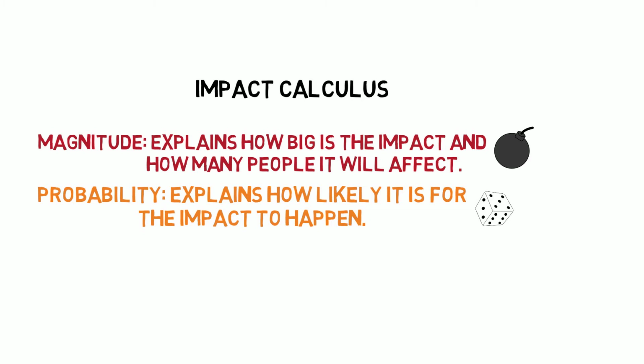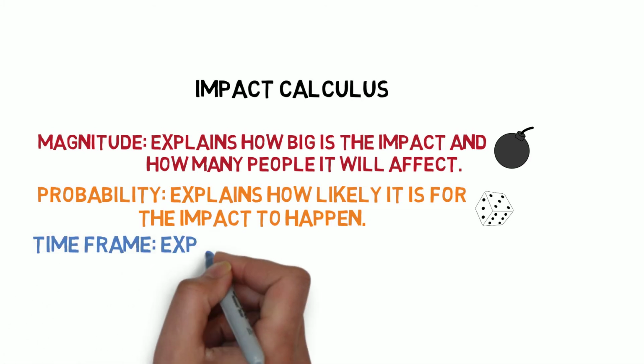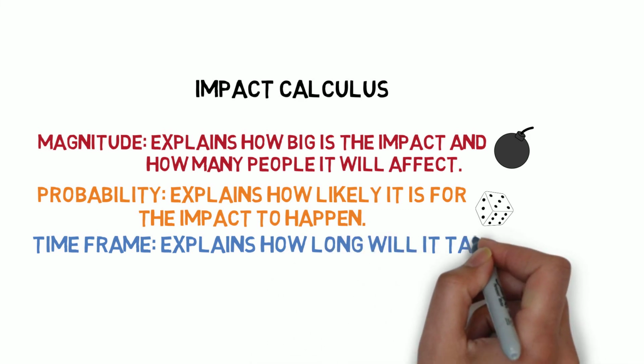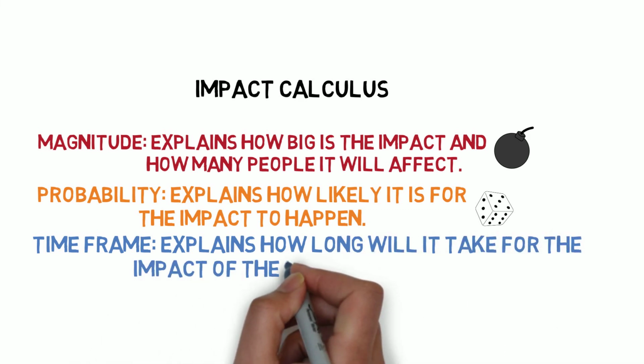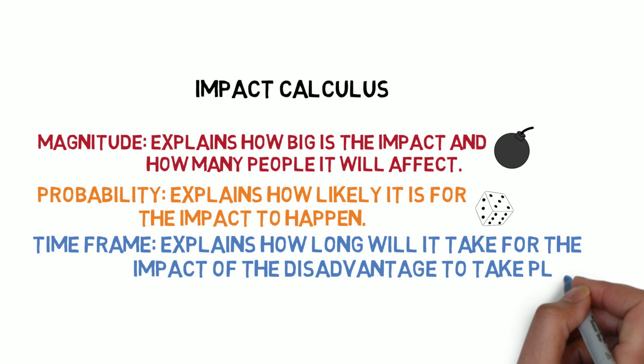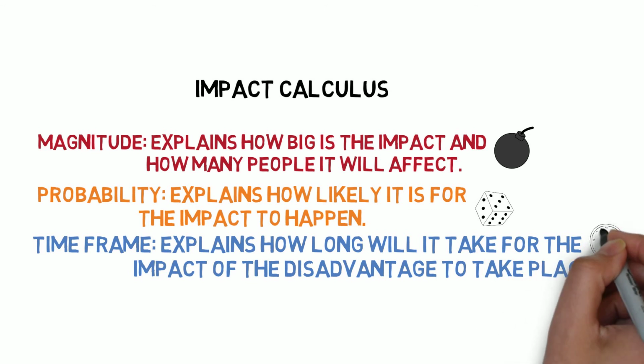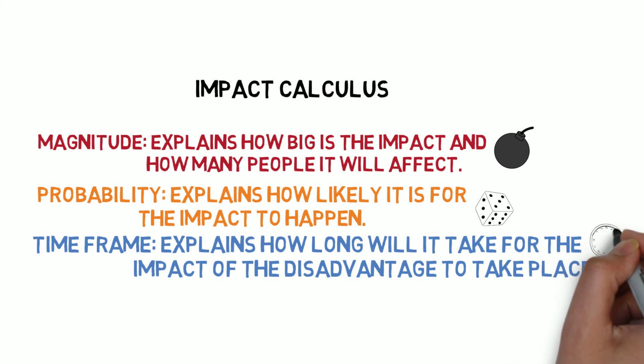And the final metric is time frame. Time frame explains how long it will take for the impact of the disadvantage to take place. If your impact will happen sooner, you will win the time frame debate. You should try to address all of these points when comparing the disadvantage to the harms of their plan.